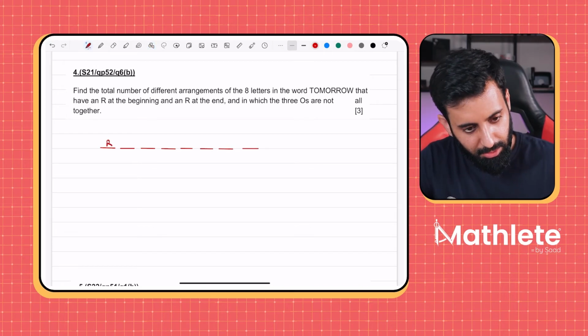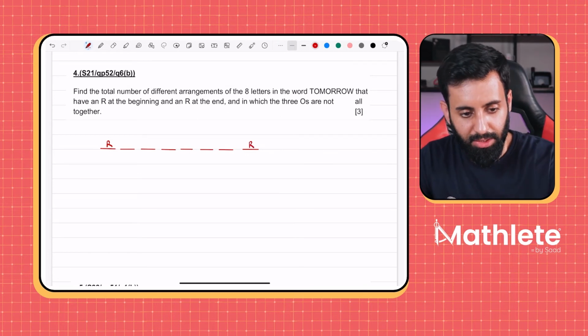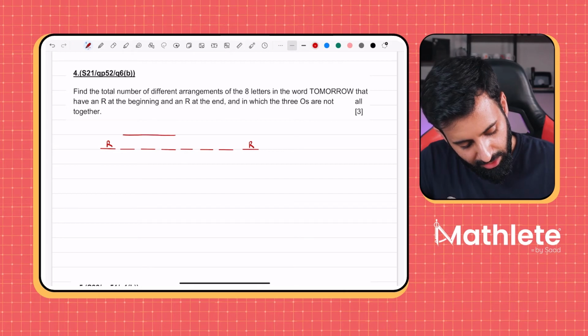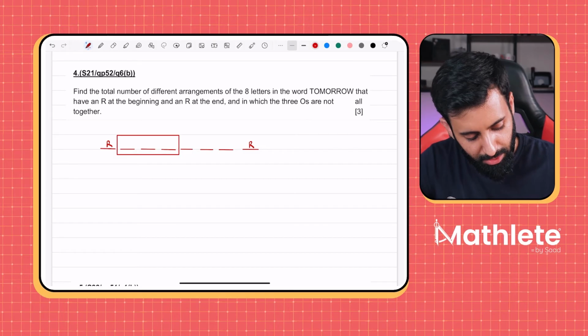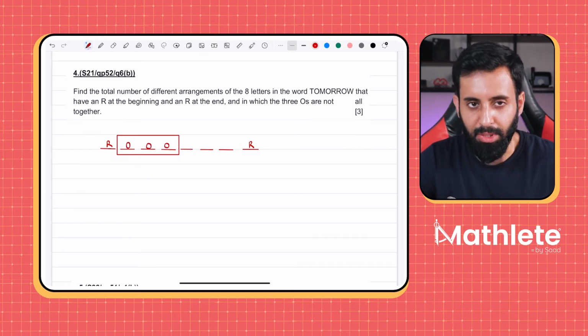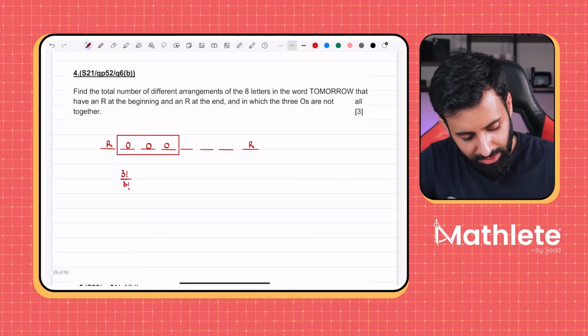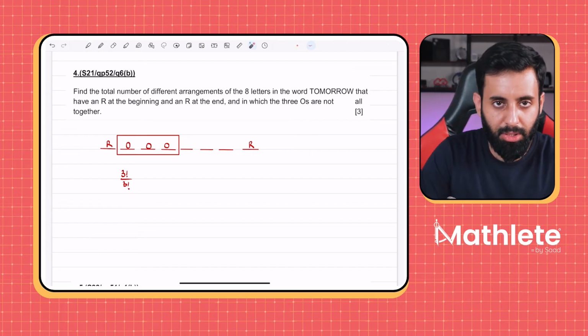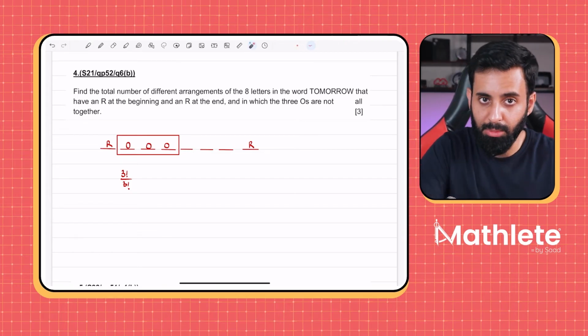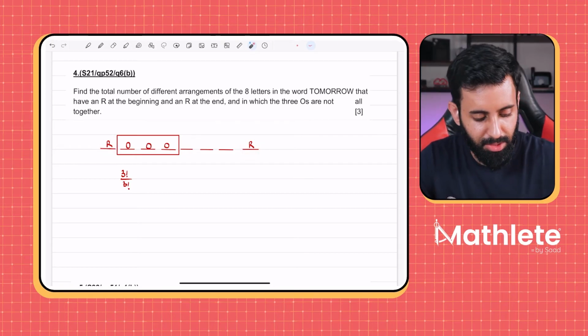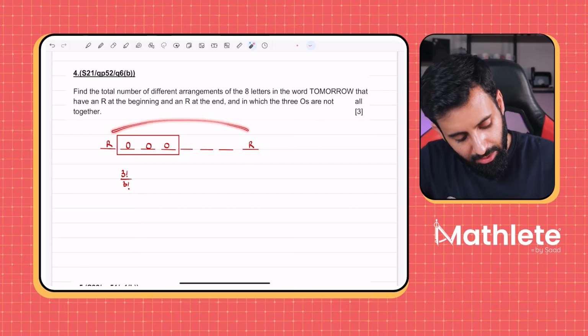So let's start by fulfilling the first condition, which is that R must be in the first and the last place. Okay, and then the 3 O's are not all together. So that means we can find out the number of ways that they're together, which would be 3 factorial divided by 3 factorial. Now, when we're talking about how we can arrange while keeping the 3 O's together, we're not going to consider this place and we're not going to consider this place. Why? Because they're fixed.